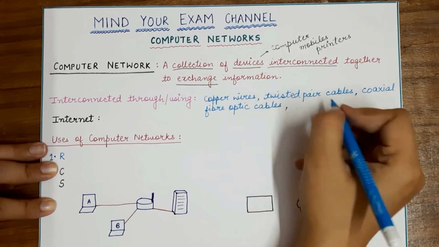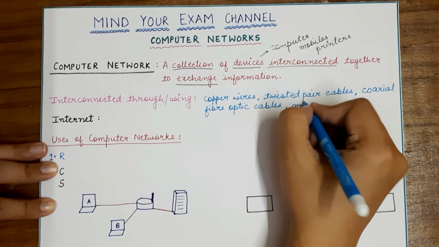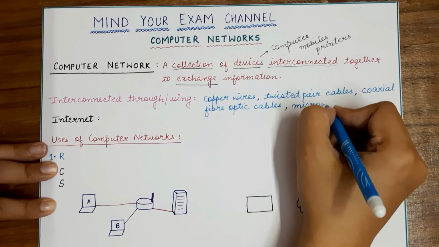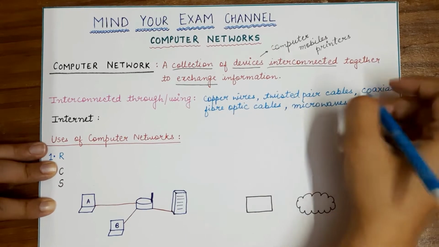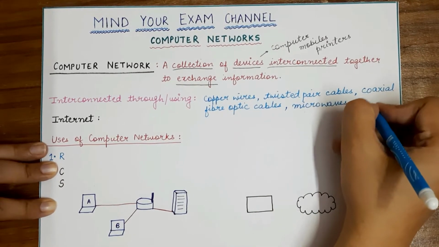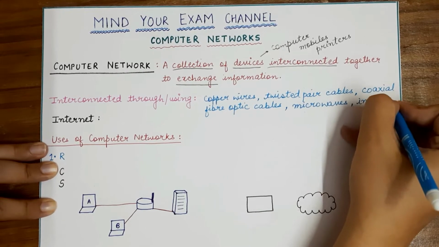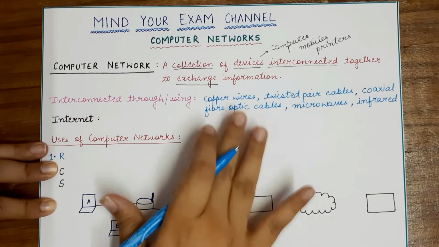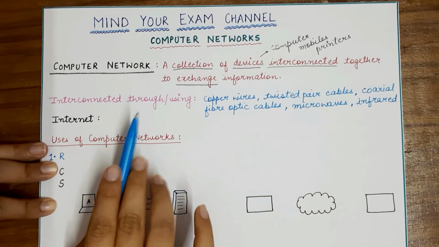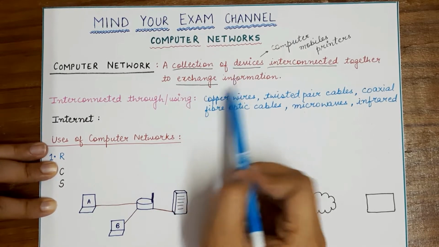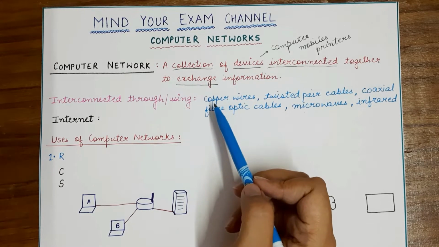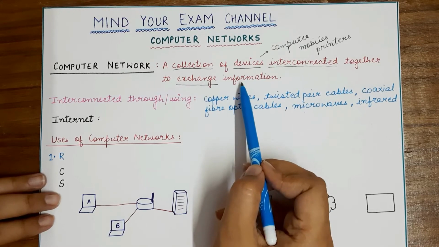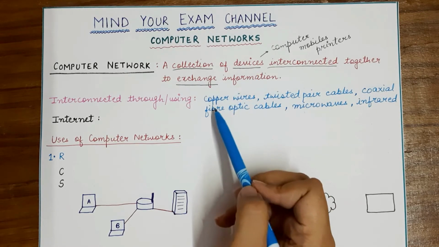Then in wireless media you have microwaves or infrared waves. Infrared waves are the waves that help in the communication between your TV and the TV remote. So these are some of the most commonly used communication media through which a network gets formed, through which the exchange of information between the connected devices takes place.